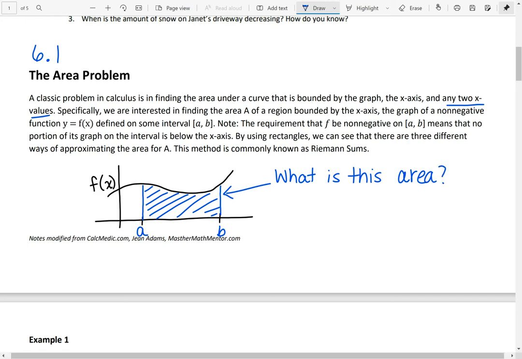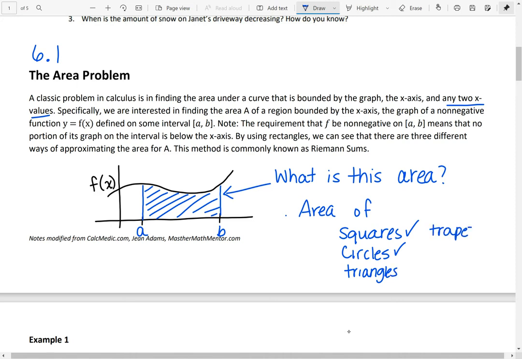Now, up until now, we've calculated area for objects like squares. You've calculated the area of squares before, and there's a formula for that. You've calculated the area of circles, triangles, trapezoids, lots of geometric shapes we've calculated areas for, and we calculated all of these areas because we had formulas.